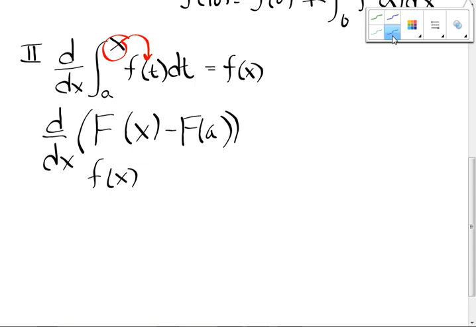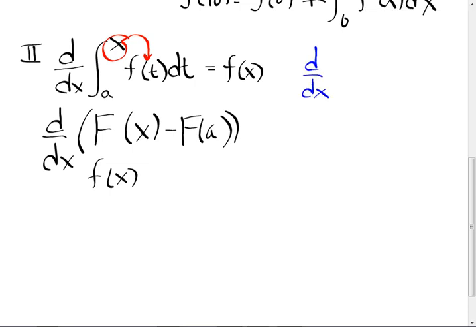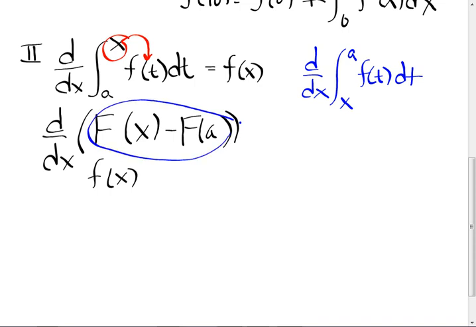So what if I have d dx, and this is backwards? What if I go from x to a? What's going to happen to my antiderivative? What's going to happen to this piece? It'll be backwards, and subtraction is not commutative. So this is negative f of x. There are some things you must memorize. This is one of them.